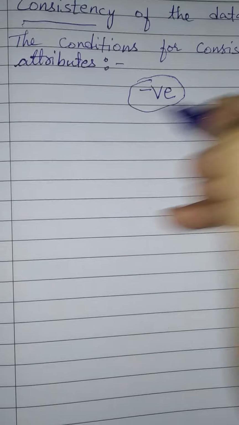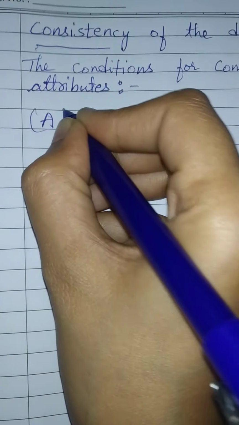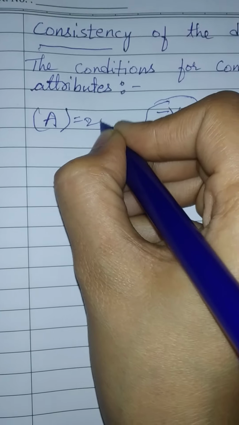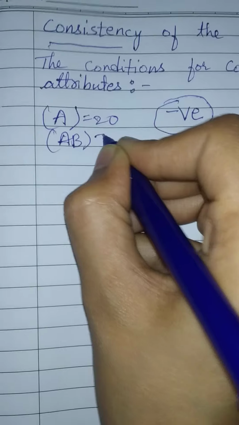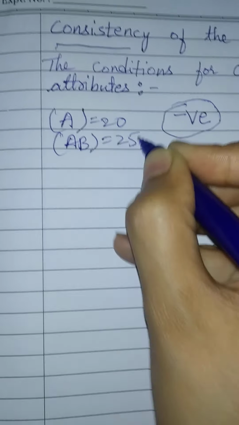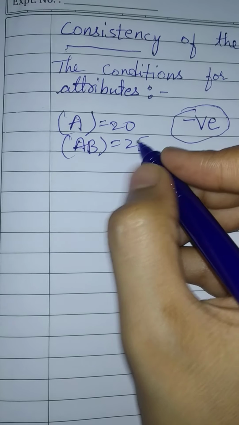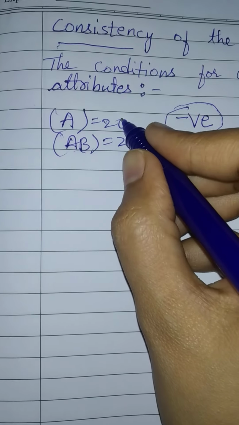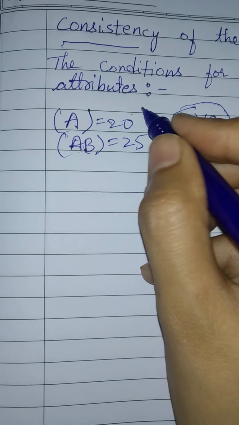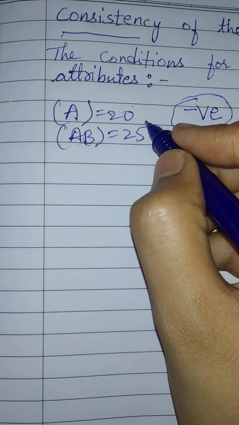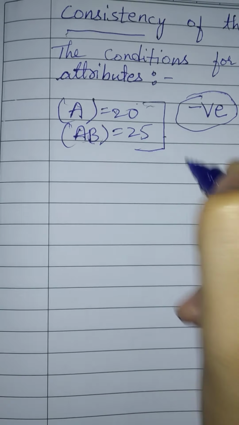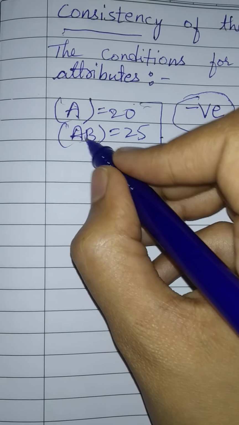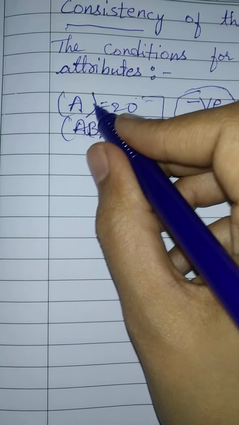All should be positive. And students, if class A is 20 and class AB is 25, that means this data is inconsistent. If AB is greater than A and it is observed from the same population, then this data is inconsistent. The AB must be less than this A.